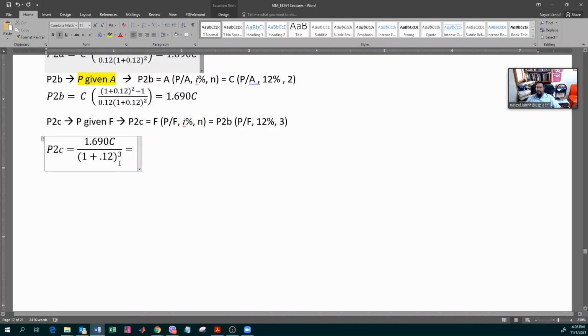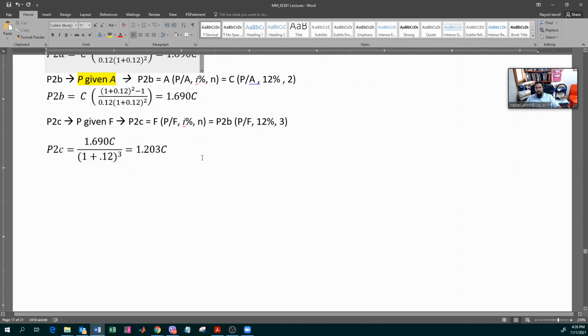What do we get in terms of C? Can you tell me in terms of C, what do we get? What answer do we get as a function of C? Come on. 1.203 C. All right.